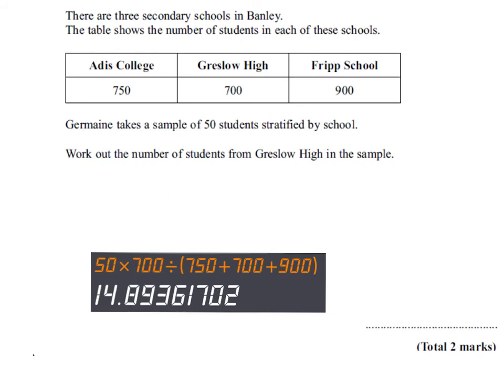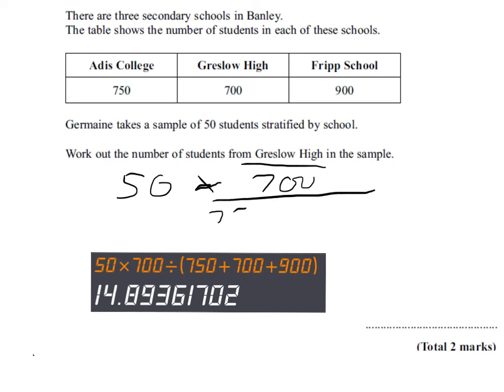Now I've actually inserted the answer onto the screen, but we'll leave it there and explain where it came from. So we're trying to find a stratified sample for some students that come from 3 institutions. There's 50 in the sample, so we'll put our 50 in. And we need to get, the question wants to know how many from Greslow High. Well, Greslow High, there's 700 students, and as a proportion of all the students, it will be 700 out of 750 plus 700 plus 900.